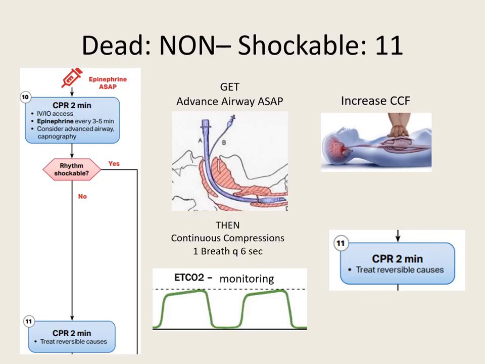Man, did I say advanced airway early? Yes. So we can do continuous compressions with 1 breath every 6 seconds to increase that chest compression fraction.